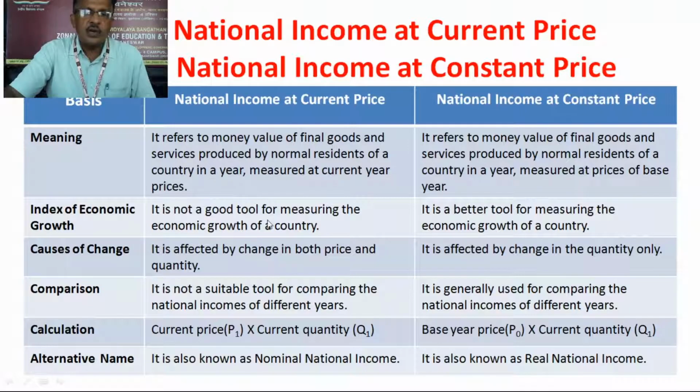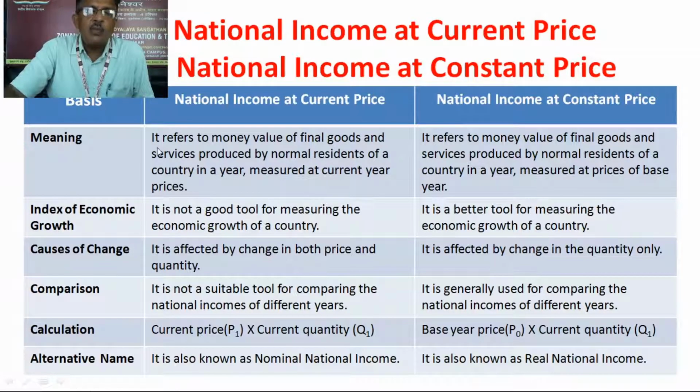Comparison: how can we compare? National income at current price is not a suitable tool for comparing the national incomes of different years. But national income at constant price is generally used for comparing the national incomes of different years. Calculations: we can calculate national income at current price using the current year price, P1, and current year quantity, Q1. So P1 into Q1 gives us the national income at current price. National income at constant price is the base year price, P0, multiplied by the current year quantity, Q1.